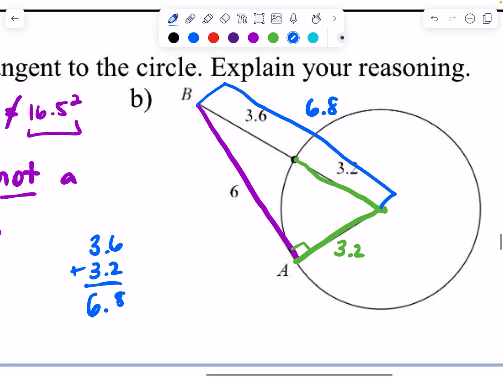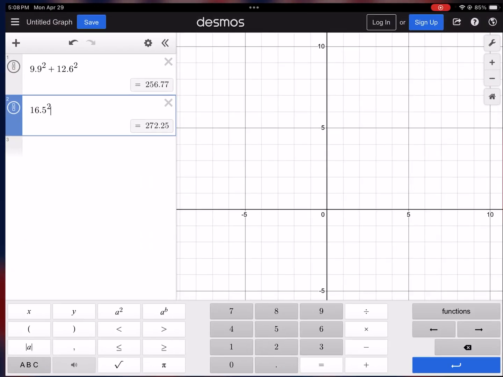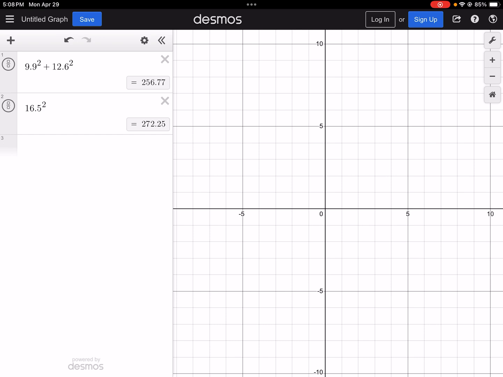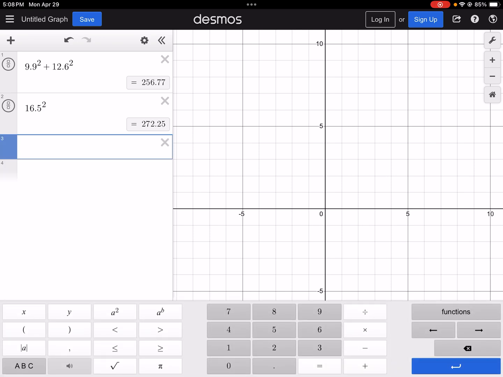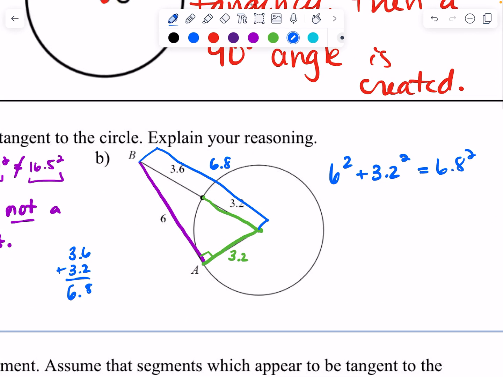Again, let's go ahead and put that into Pythagorean theorem. So is 6 squared plus 3.2 squared equal to 6.8 squared? So back to Desmos we go. So 6 squared plus 3.2 squared and 6.8 squared gives me the exact same number with decimals. So therefore, AB is tangent in this example.